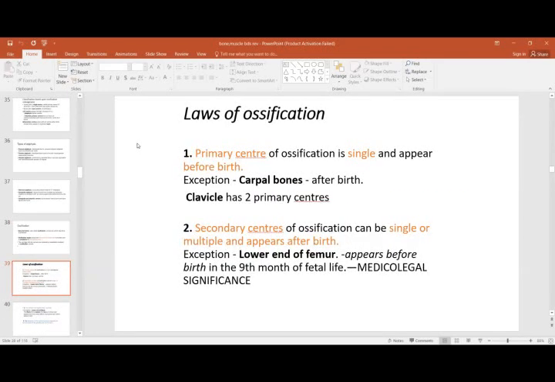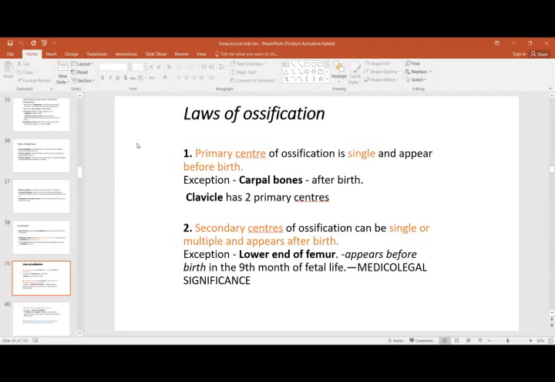What are the laws of ossification? The primary center, which appears before birth, is single and appears in the shaft. Secondary centers, one or more, appear after birth, and they appear at the epiphysis, that is, at the ends of the long bone. And there is an exception, the lower end of the femur. This bone of the lower limb has a secondary center appearing at the lower end, in the epiphysis, at the 9th month of intrauterine life.